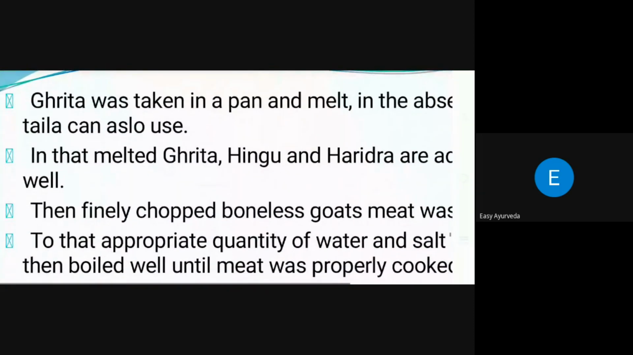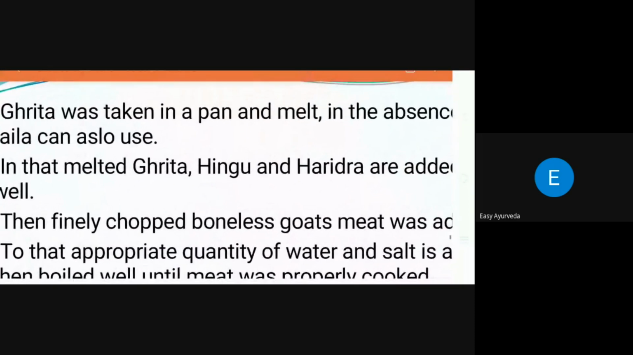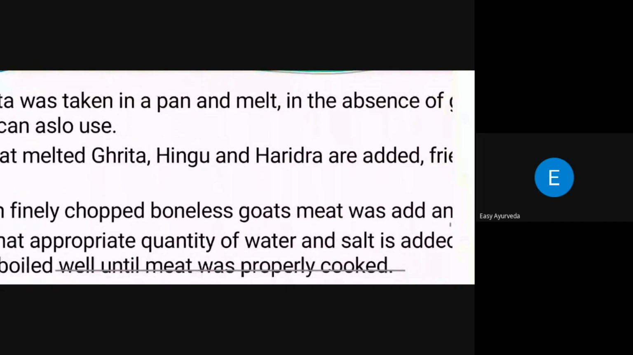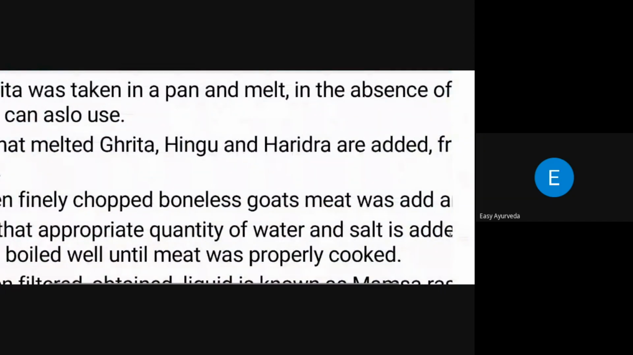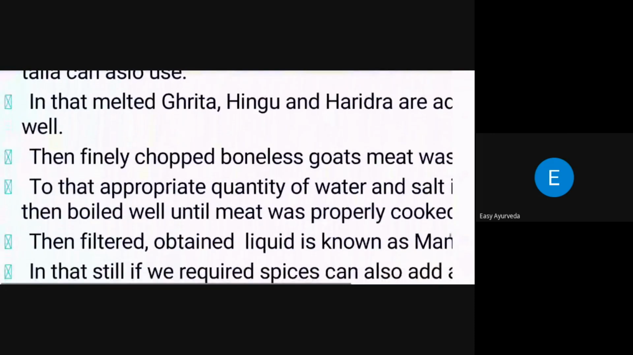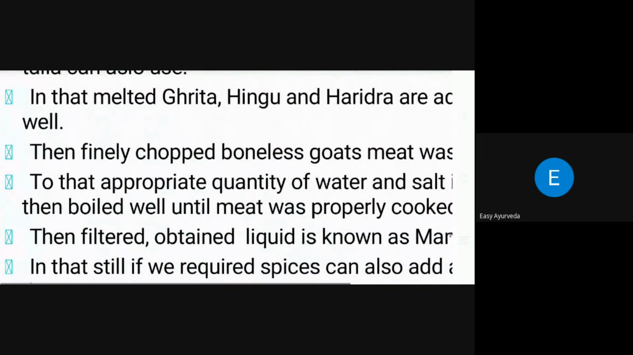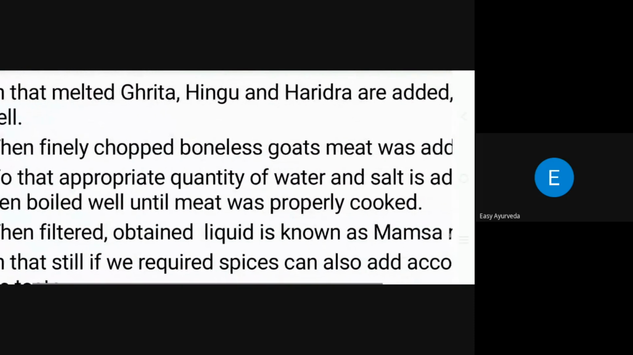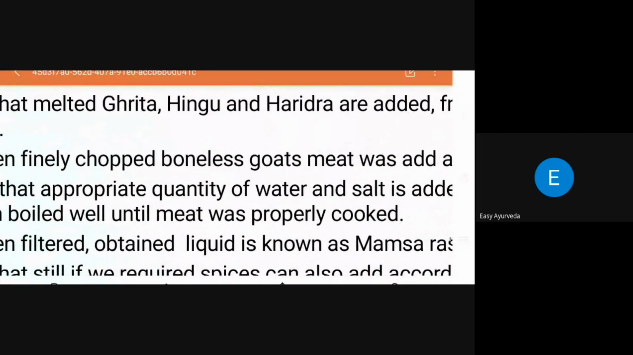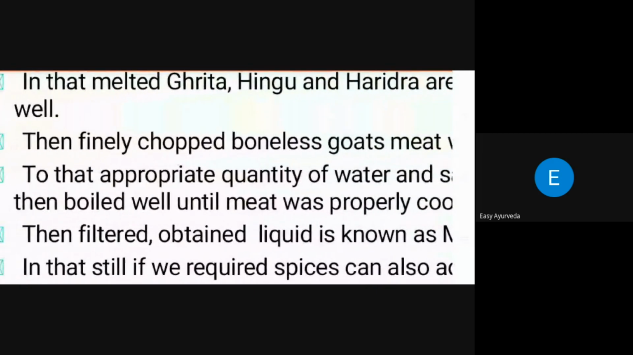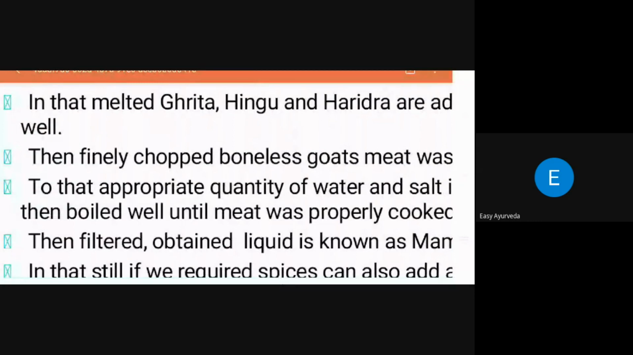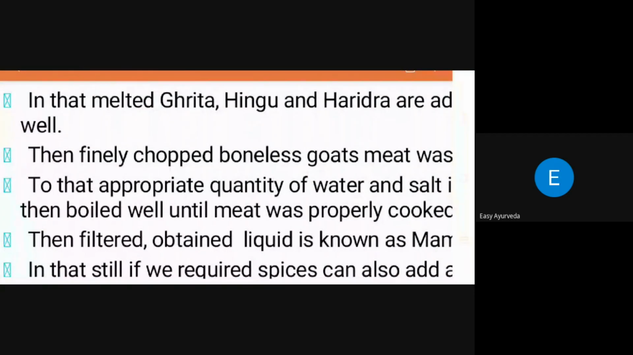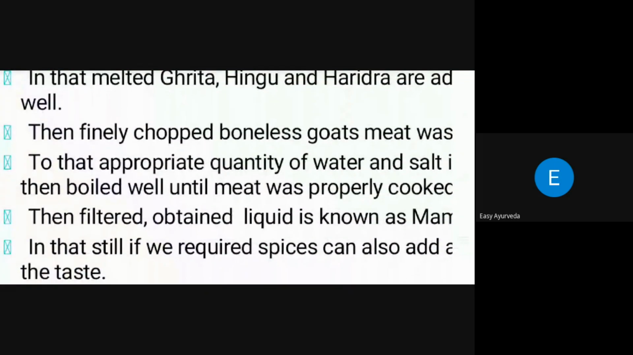After the ghrita has melted, we have to add hingu and haridra, and fry them in that ghrita well on the fire. Then next we have to add finely chopped boneless goat's meat and fry it. Finely chopped boneless goat's meat has to be used in this context.